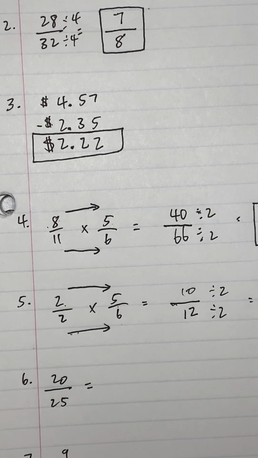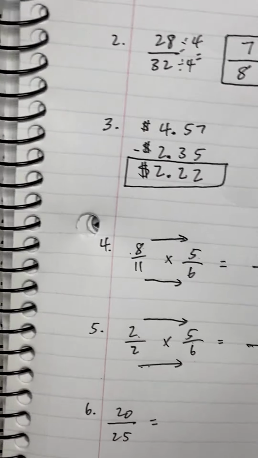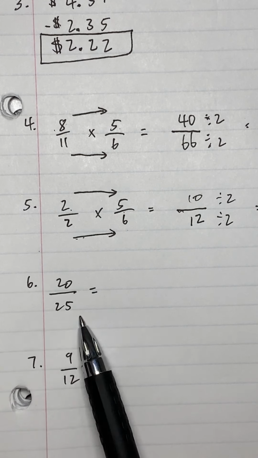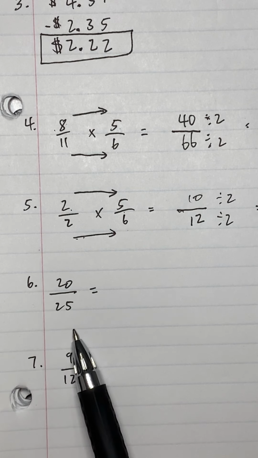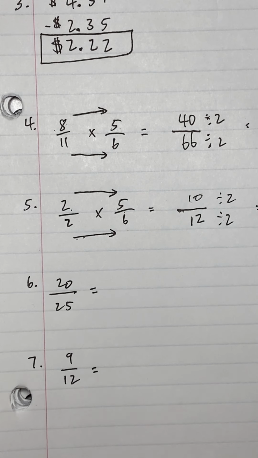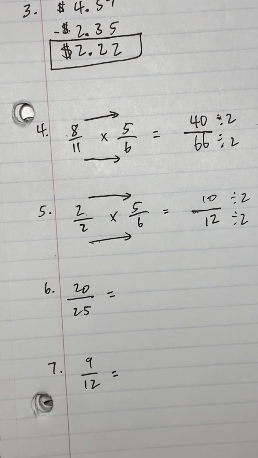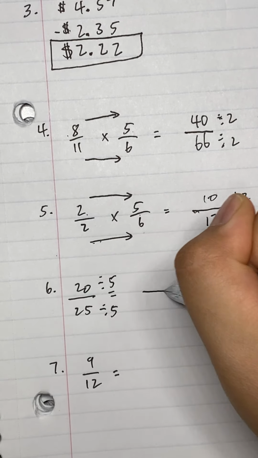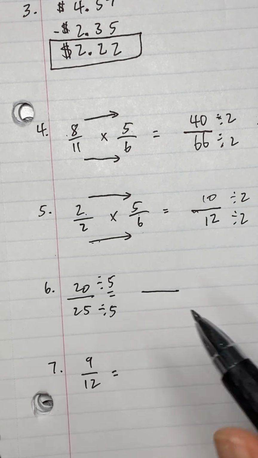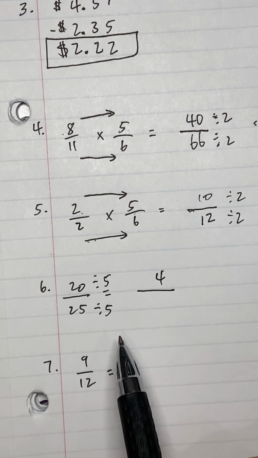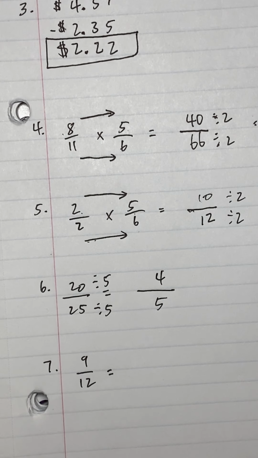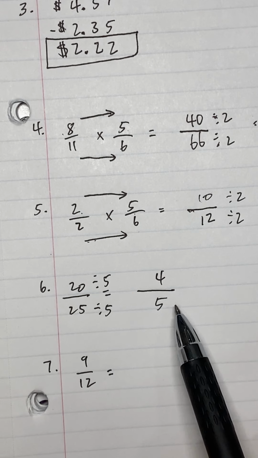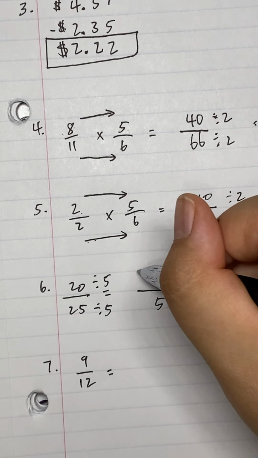Okay, so now we're going to do number 6. We're going to be simplifying this fraction to its lowest term. So you ask yourself, what can this be divided by? You can divide both top and bottom by 5. And when you do that, you draw your line. 20 divided by 5 is 4, and 25 divided by 5 is 5. Again, you ask yourself, can this be simplified any further? And it cannot because they do not have the same factors.